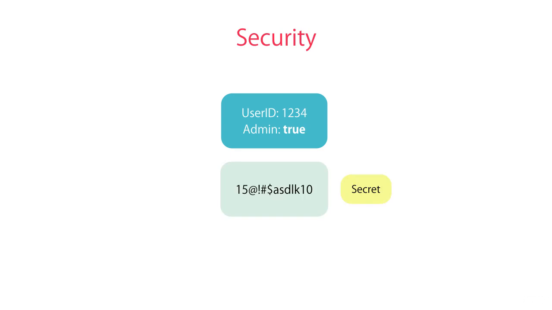Because this token is digitally signed on the server by a secret using the HMAC algorithm. So, unless the hacker has access to that secret, they cannot tamper with the content of a JWT, because they would need to create a new signature based on the modified content, and this is impossible without having that secret. So this is the big picture. Next, we're going to take a closer look at a JWT.